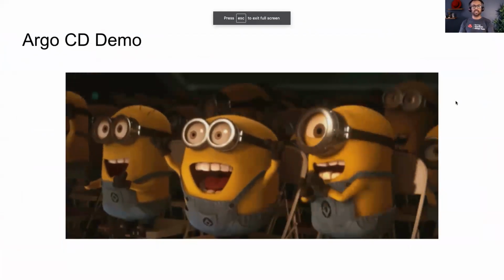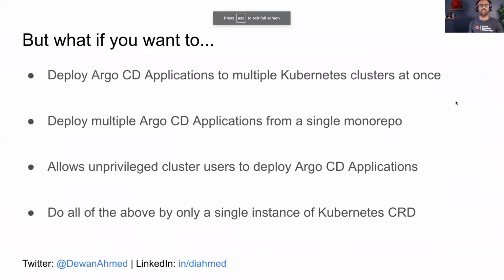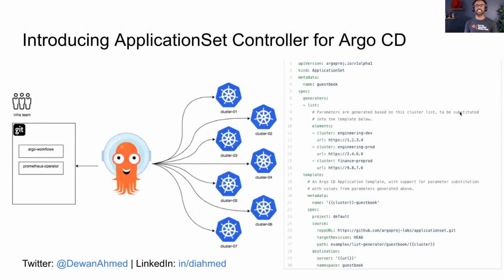Now that was all nice. We deployed a single application to a single cluster. But what if we want to deploy an Argo CD application to multiple Kubernetes clusters at once? Or how about deploying multiple Argo CD applications from a single mono repo? Introducing the ApplicationSet controller for Argo CD.